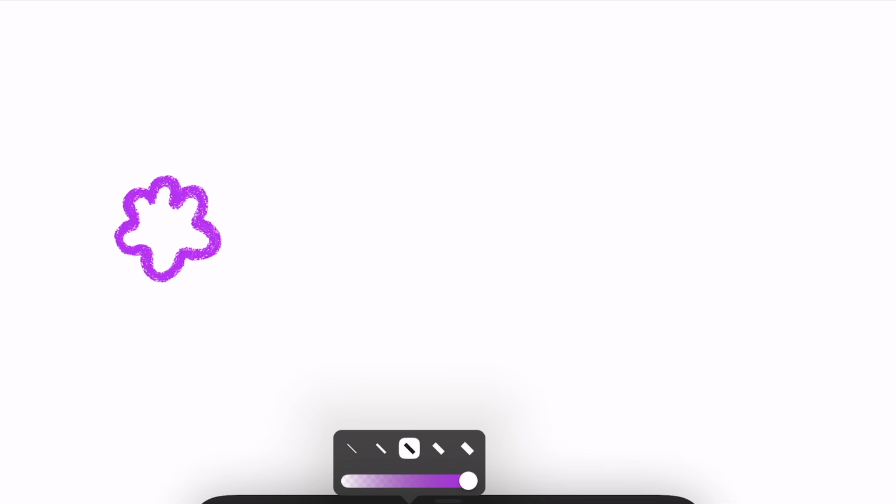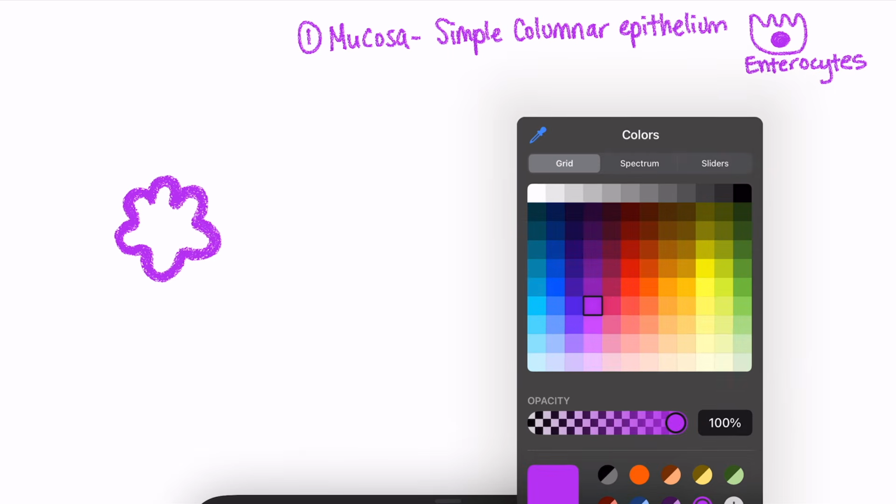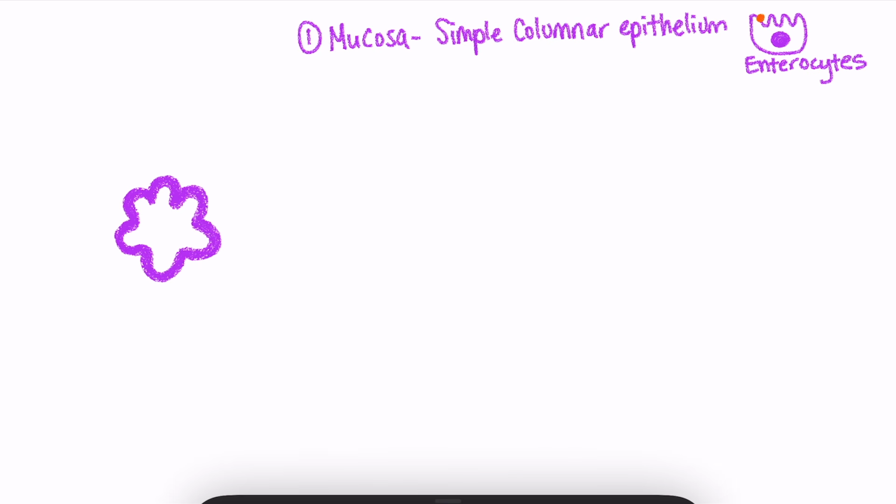So I'm going to put over here, number 1, first layer, is the mucosa. The mucosa is made up of simple columnar epithelial cells, and usually they have microvilli on them. So I'll draw these. You might remember that enterocytes will usually have microvilli. So these are going to sometimes have brush border enzymes on them, which are enzymes that aid in the chemical digestion of the food.